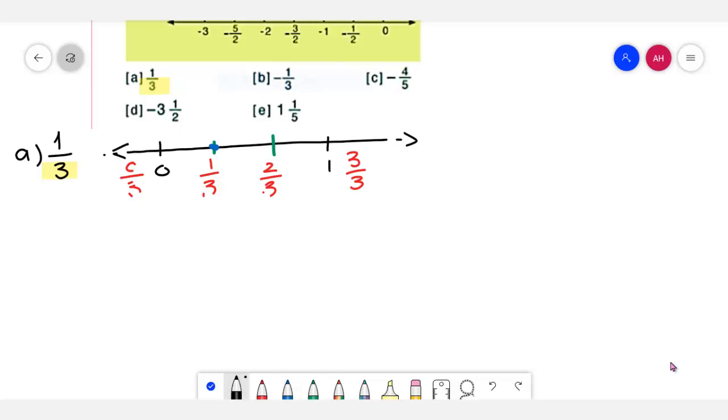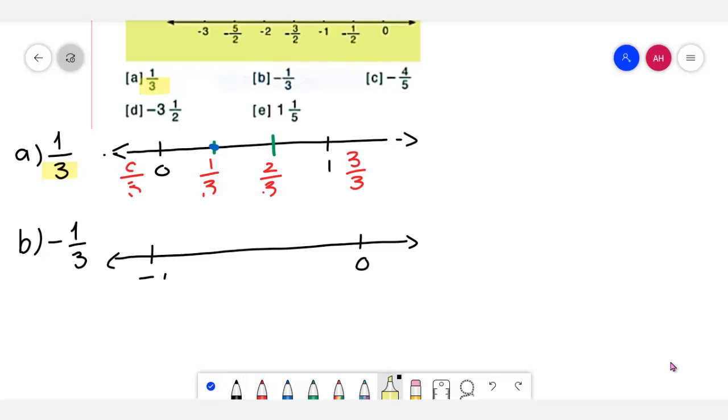Let's go now for number B. Number B is negative 1 over 3. Negative 1 over 3 is the inverse of 1 over 3. So sure, it's going to lie between 0 and negative 1. We are going to begin from 0 on the right hand side and negative 1 on the left hand side. My denominator is 3. So the number of rational numbers between two integers is less than 3 by 1. So there are two rational numbers.